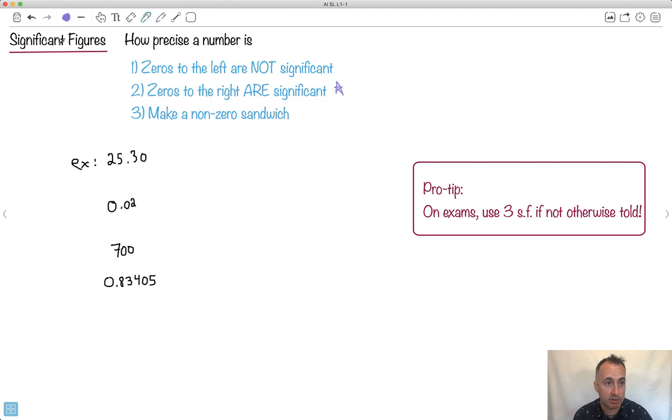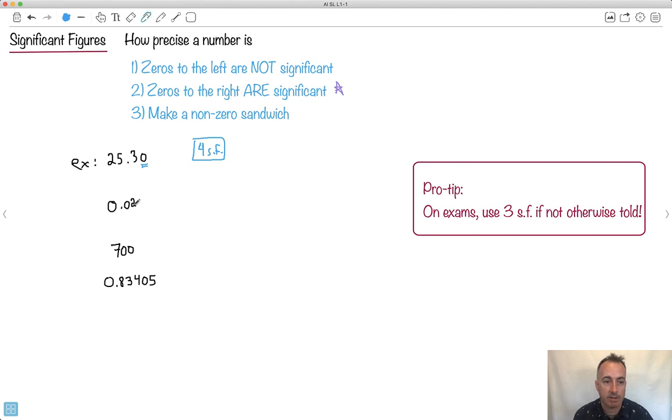So let's look at the first one here. This one right here. If we say this number 25.30, well, let's see. I count the 2, 5, the 3, and do I count the 0? Yep, it's to the right. So I'm going to say, oh, great. The reason why I count this one is because it tells me something about the precision, that we know this value quite precisely. We know this answer. So because of that, we're going to count all four of them. So 4SF. We normally write SF for short for significant figures.